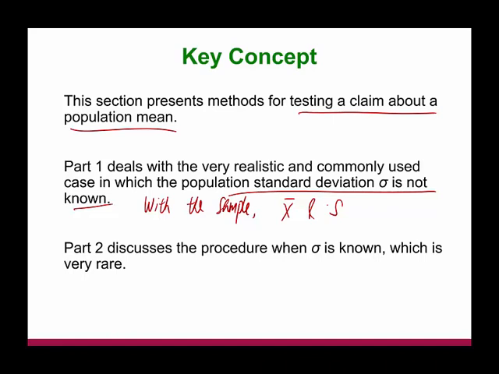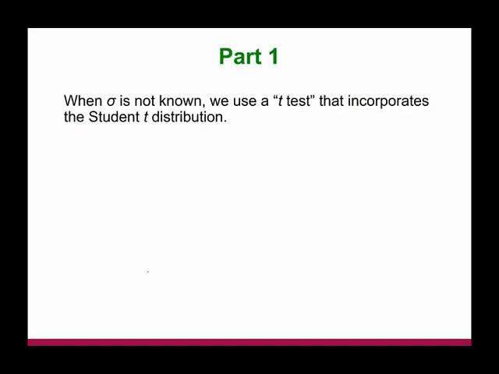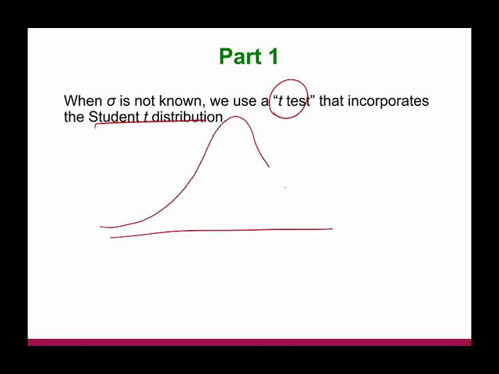Part 2 discusses the procedure when sigma is known, which is very rare in real life. When sigma is unknown, we definitely use a t-test. And we call this the Student t-distribution. It's very similar to the standard normal distribution, but with a standard deviation which is greater than 1. The mean is t equals 0, and the standard deviation is greater than 1.